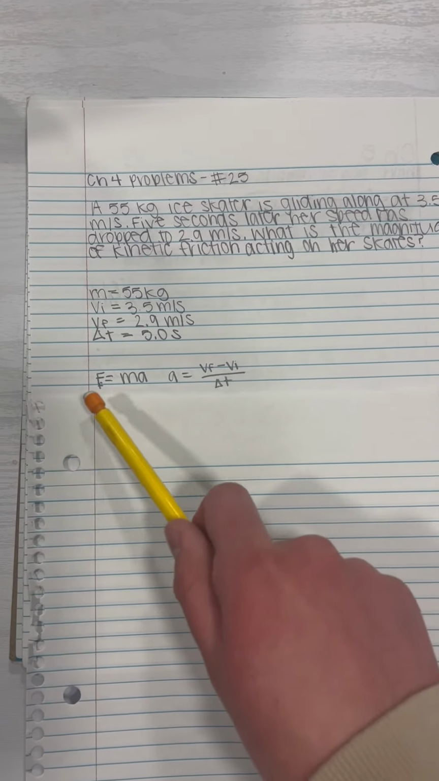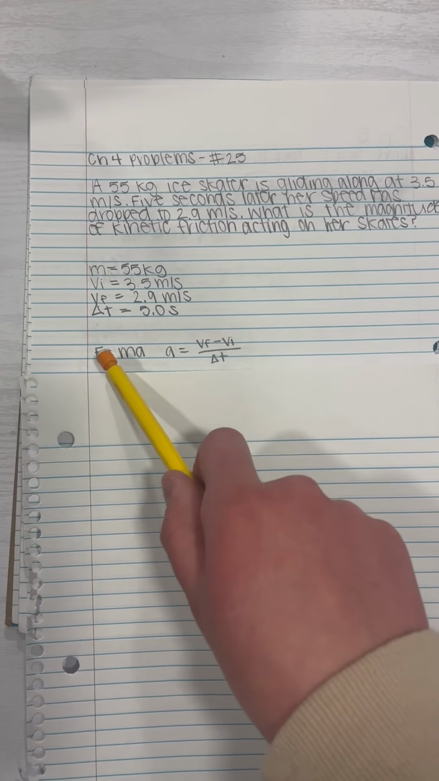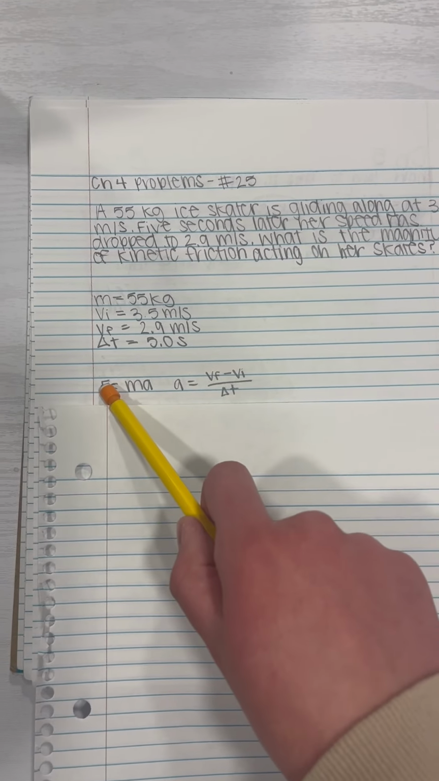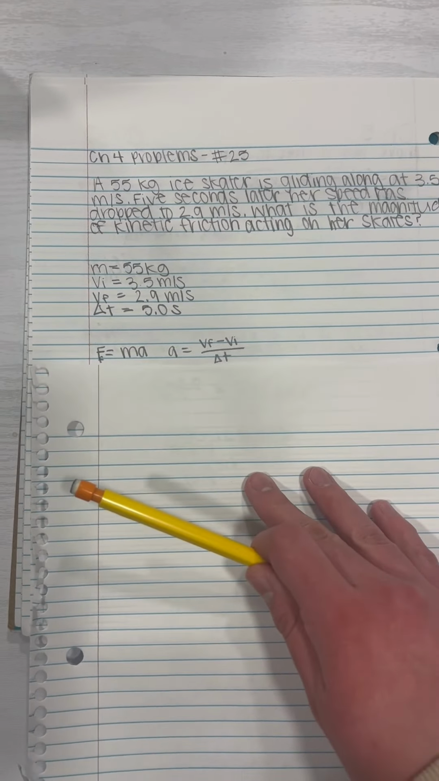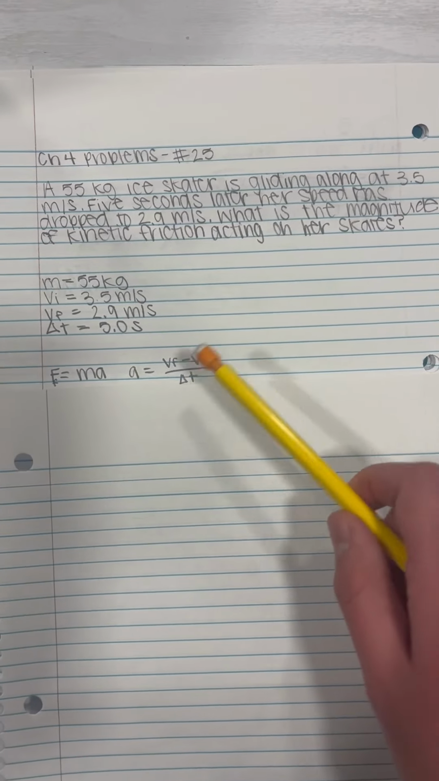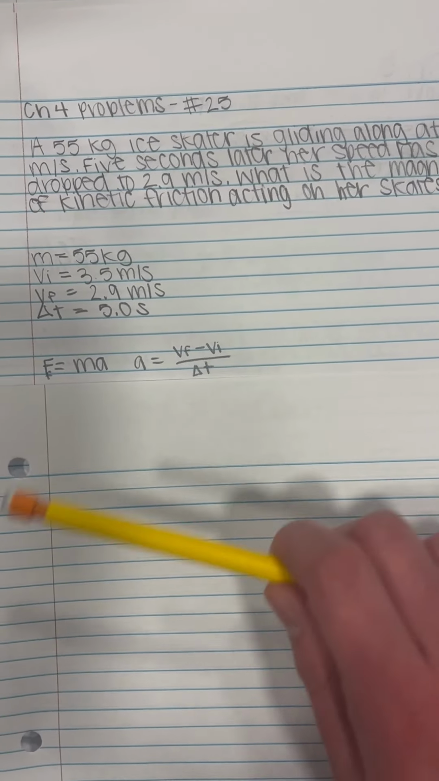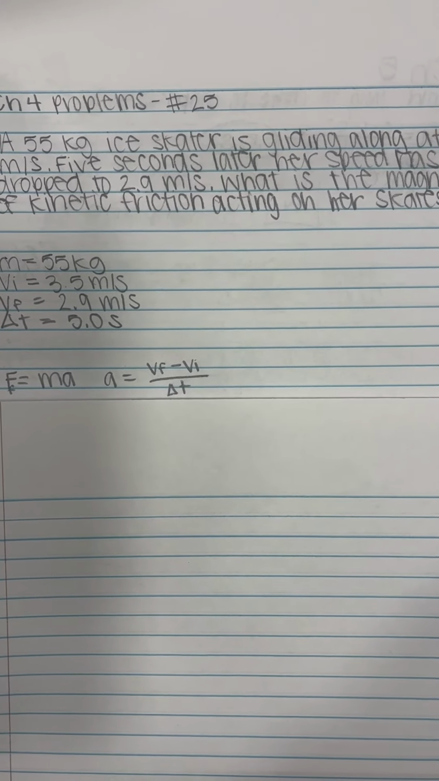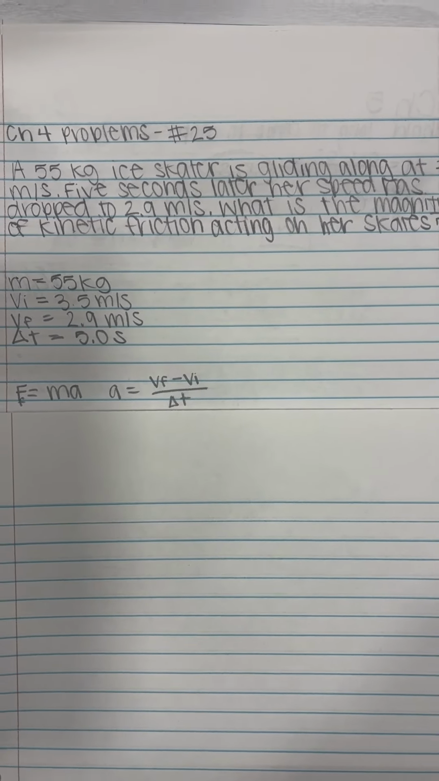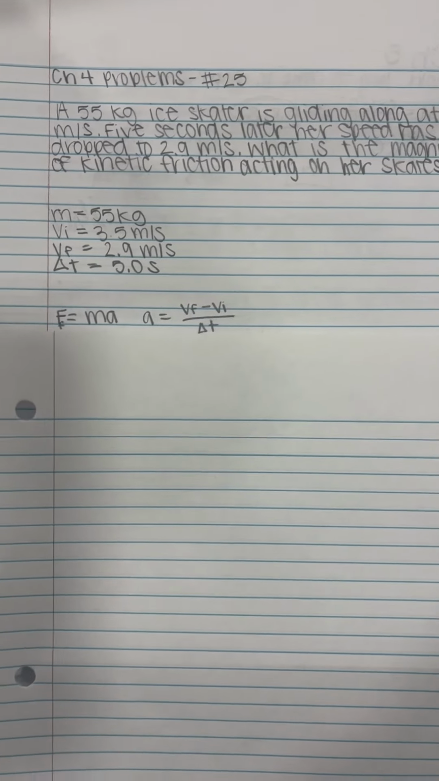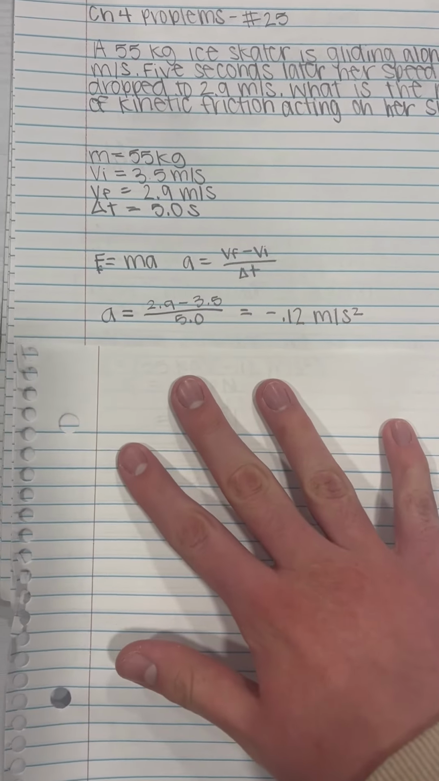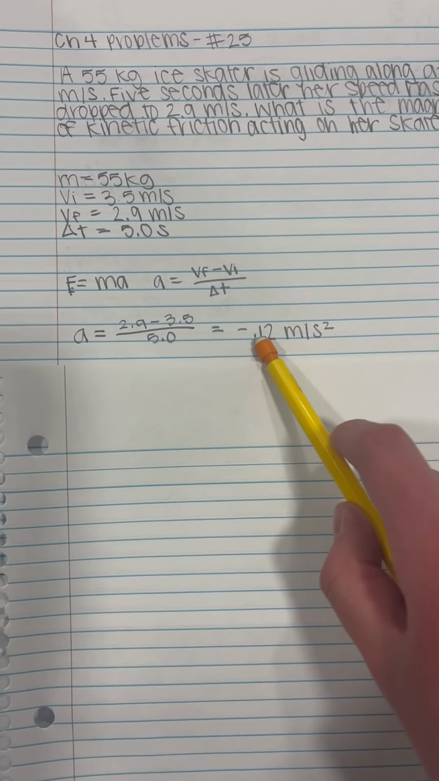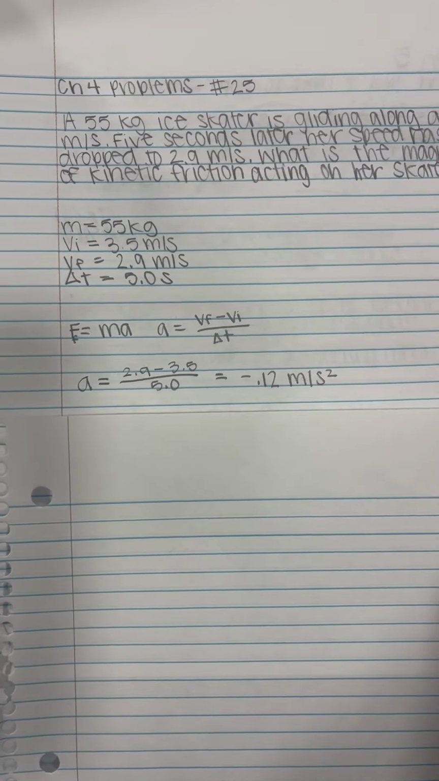So I knew to find force, I was going to have to use F equals ma, but to solve for force, I was going to have to find the acceleration first. So I decided to use this equation, which is a equals the final velocity minus the initial velocity over the time interval. So I plugged in my numbers to that first equation, and I got negative 0.12 m/s squared.